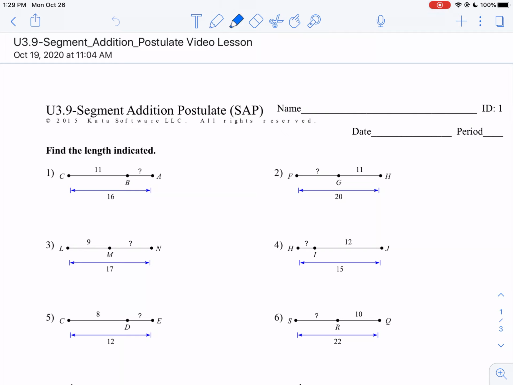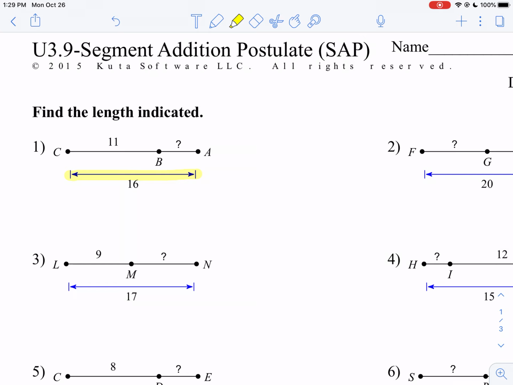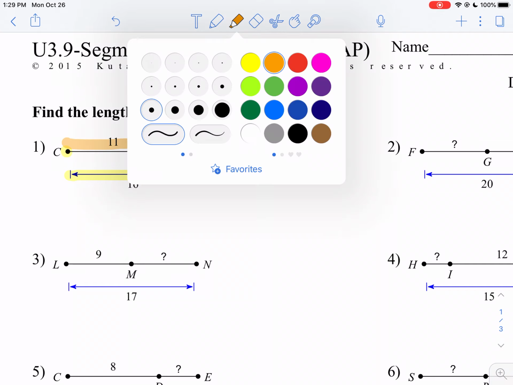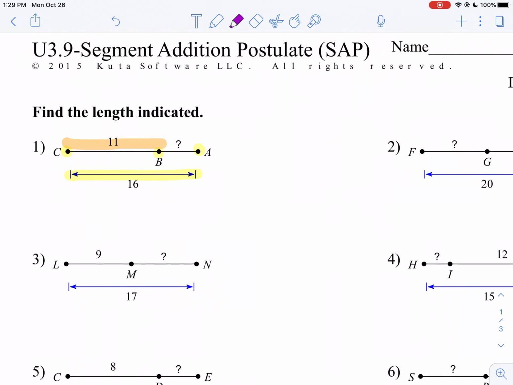All right, so here you have a long segment. The long segment is CA, and that is equal to 16 units. Now what they did is between the two end points C and A, they put point B in there, and so what that does is it cuts that original long segment into two shorter segments, and they are segment CB, which is 11 units, and there is another part here, this shortest segment, BA, that we don't know. So you're going to just call this X if you don't know. Then we basically want to find out what X is.